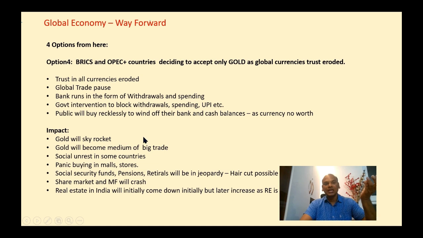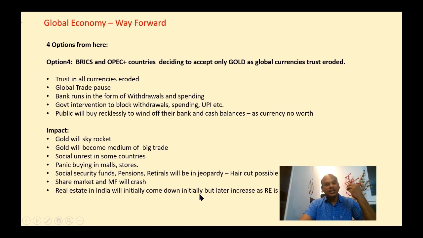The impact is gold will skyrocket again, because the BRICS is dependent on gold as a currency. Gold will become the medium of big trade. So for big oil nations and countries that want to trade in oil or bigger commodities, they have to pay in gold and trade. Then social unrest, because some countries don't have gold. Panic buying, then social security again takes a haircut, and pension funds and share markets will crash anyway.